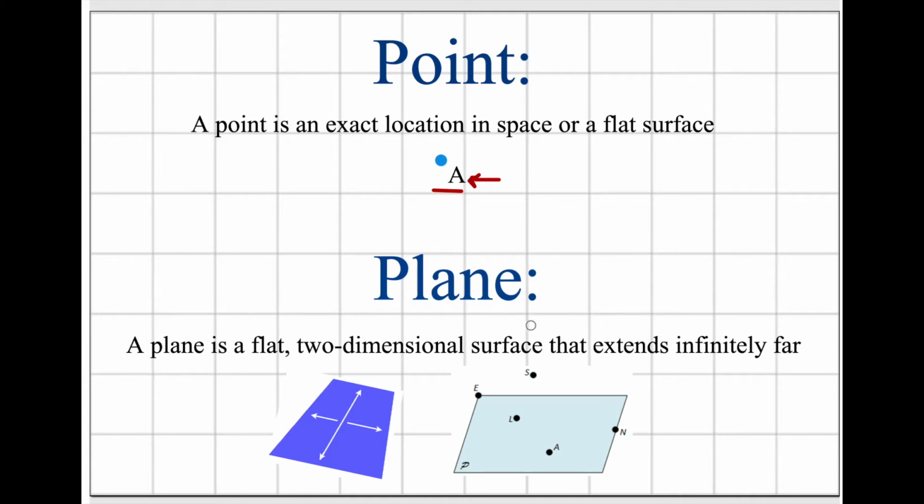Next we have a plane. And a plane is a flat two-dimensional surface that extends infinitely far. Here are two quick sketches of planes. Here you can see that it's showing how a plane is infinitely far. There's no end to it. And here's another drawing which shows some of the labeled points on the plane.